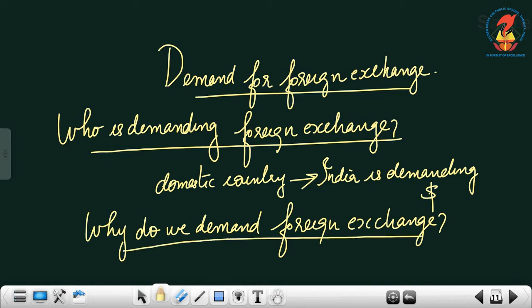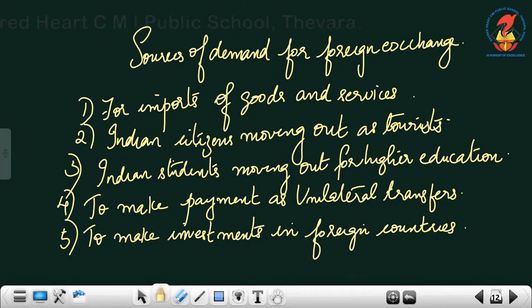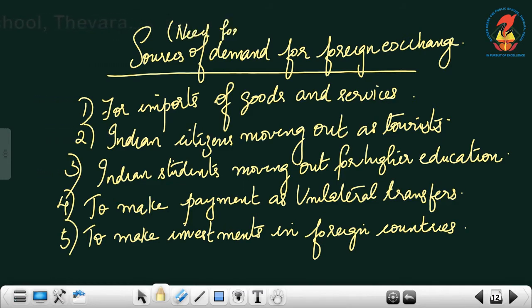Now, why do we demand foreign exchange? Who is demanding the foreign exchange? The domestic country. When we speak about India, India is demanding dollars, foreign exchange. Why do we demand? For what purposes do we need foreign exchange? Need for foreign exchange, or sources of demand for foreign exchange. This can also be written as need for foreign exchange.